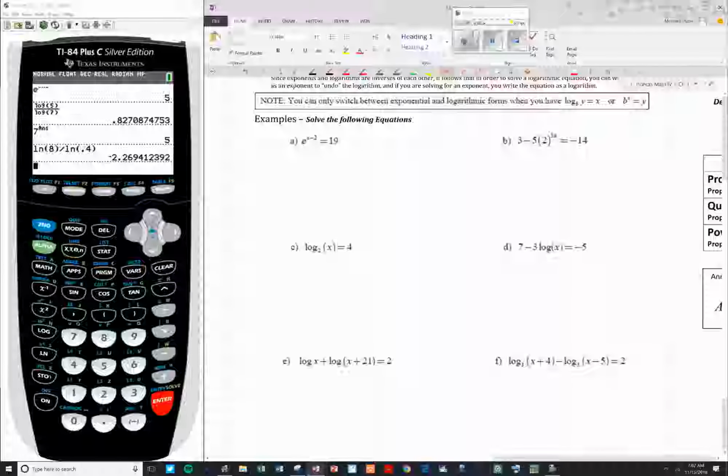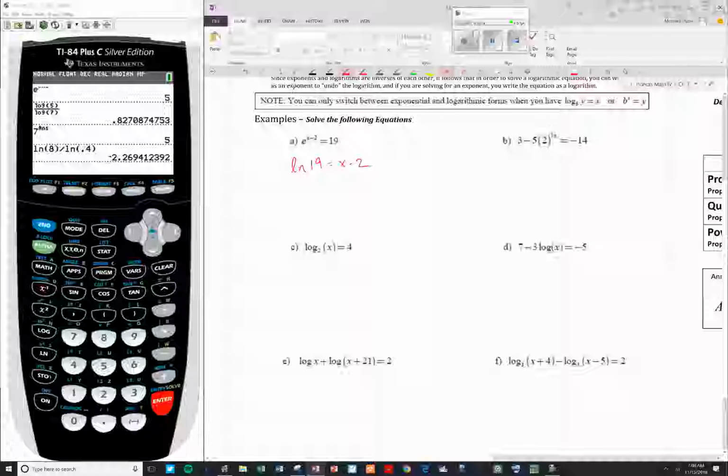The idea when you have an exponential function like this one is to get the power by itself and then to switch forms. So this one, the power is already by itself, so we're ready to switch forms into log form. So the natural log of 19 is going to equal x minus 2. Remember, the logarithm equals the exponent.